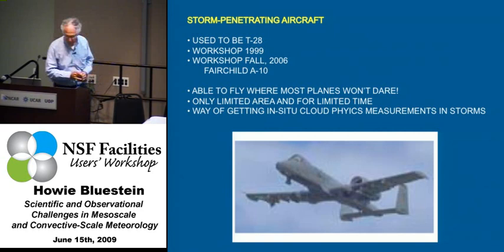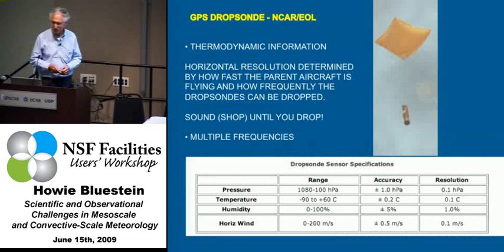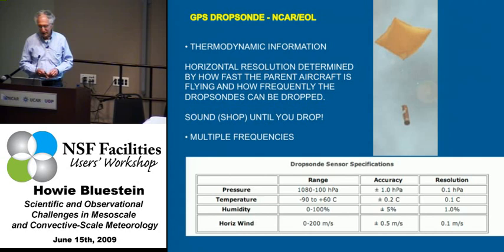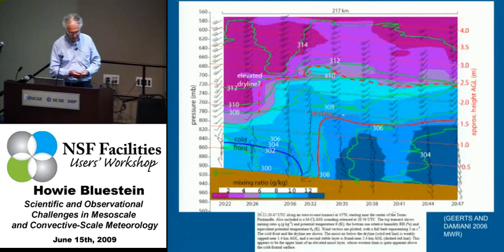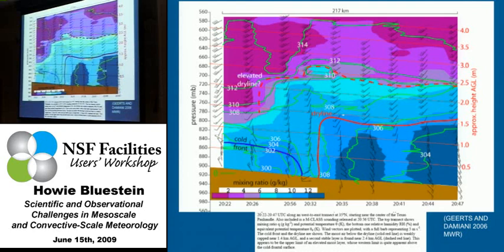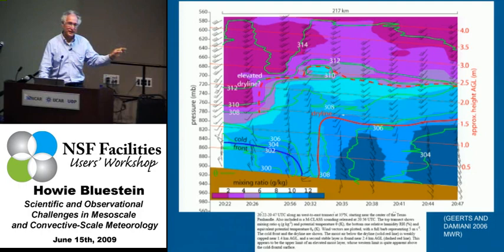GPS dropsondes here at NCAR are very useful for getting detailed vertical thermodynamic information. If you drop them from an airplane, of course, horizontal resolution is determined by how fast the aircraft is flying and how frequently the dropsondes can be dropped. The sounding unit you drop uses multiple frequencies. There is an analysis made from the NCAR dropsondes. The airplane flew by, and you can then analyze the measurements, and you can see that there's a dry line in this region and a wind shift, and you can see how deep the wind shift is and so on. Really beautiful, detailed measurements, both of the wind field and of the thermodynamic fields that need to be done.